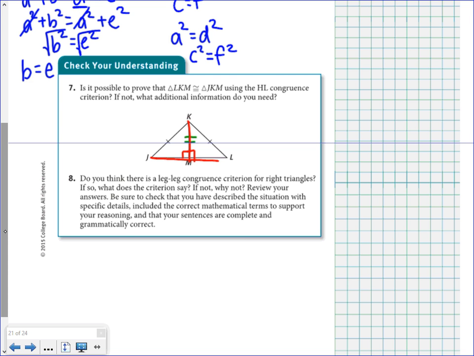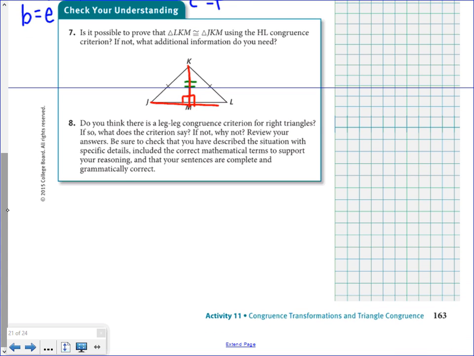For number 8, do you think there is a leg-leg congruence criterion for right triangles? So if I have a right triangle, the legs would be here. So if I said that they were congruent, it would look something like that. So a leg-leg congruence for right triangles could prove that the two triangles are congruent, but it's not necessary.